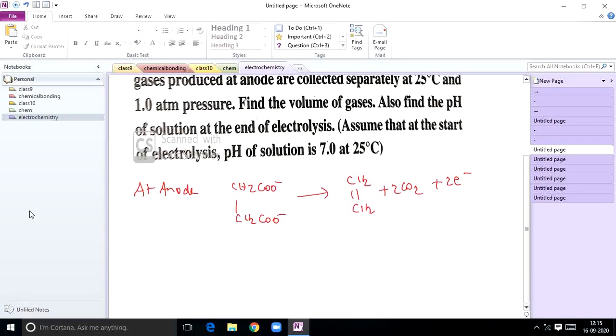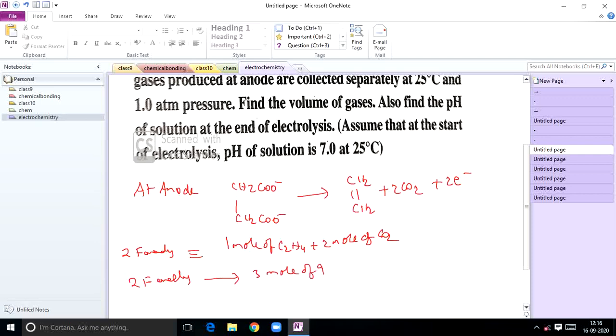Now here, 2 moles of electrons means 2 Faraday, right, from the equation. 2 Faraday will give 1 mole of ethylene plus 2 moles of carbon dioxide from this equation. These are the reactions at anode. So if you pass 2 Faraday, how many moles of gases? 3 moles of gases we will get.